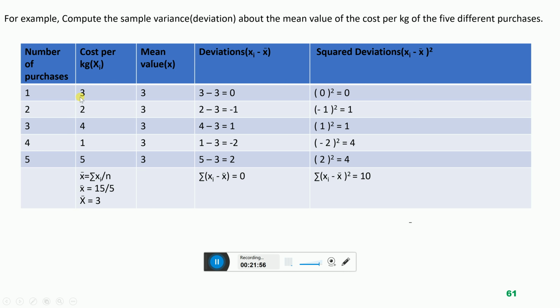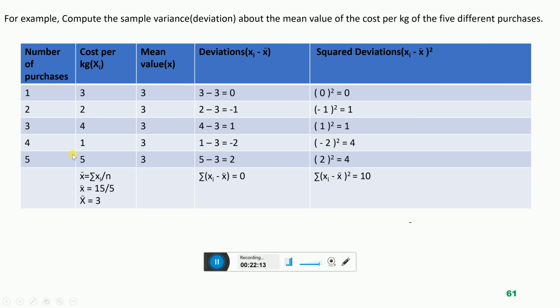This is 3. This is the cost per kg of the first raw material, 2, cost per kg of the second raw material, 4, 1 and 5. These are all the data items, the prices of the 5 different raw materials per kg.